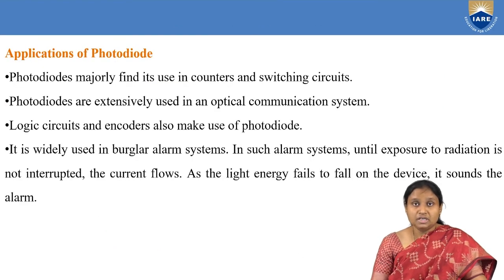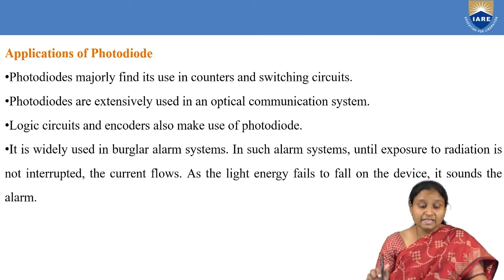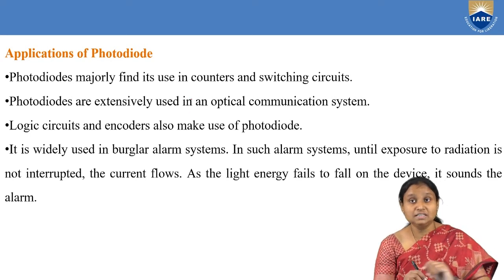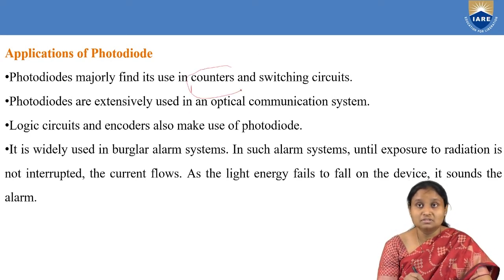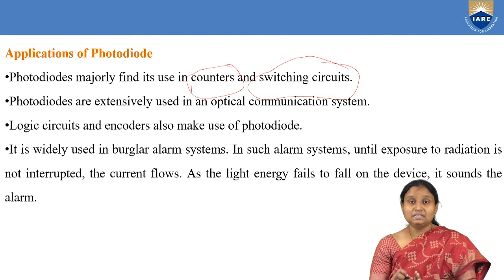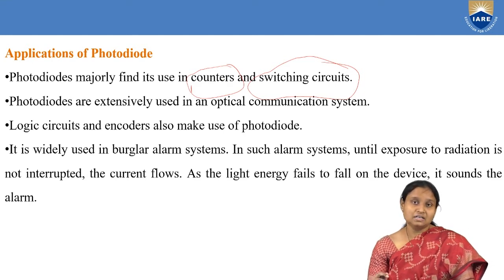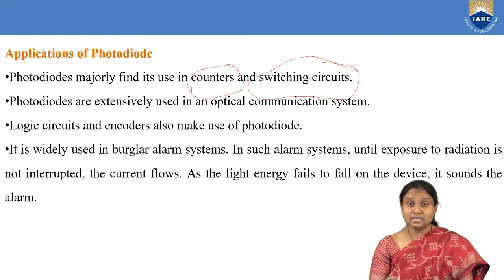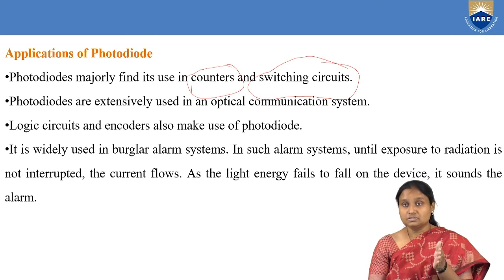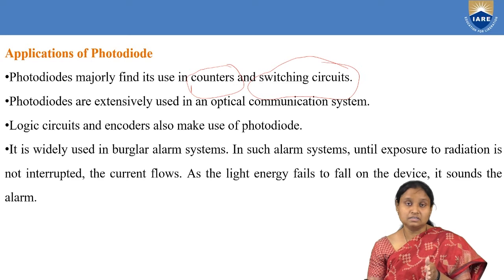Before going to that, we can have a glance at where exactly these photodiodes are used in day-to-day life. Photodiodes are majorly used in counters and in switching circuits. We know that they give electrical signals only when they are exposed to light. If there is an obstruction to that exposure to light, the electrical signal automatically changes. By taking that property, they are used in counters.